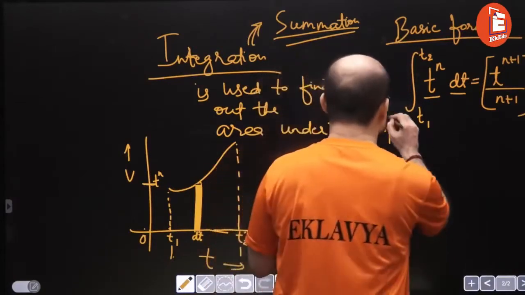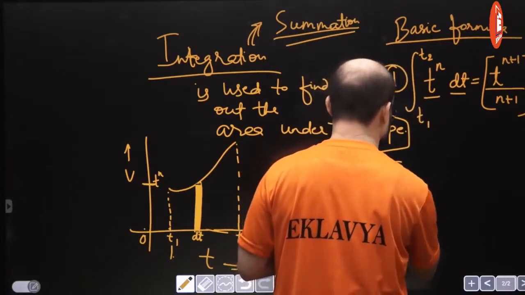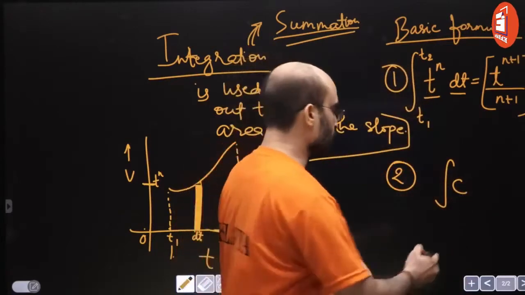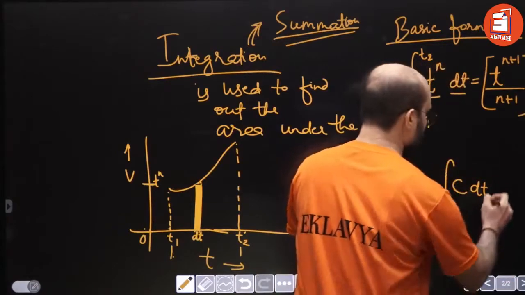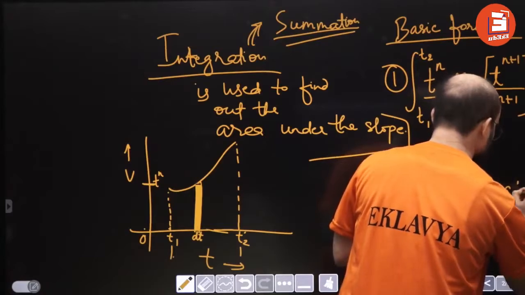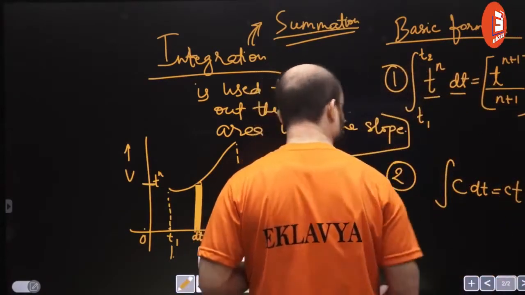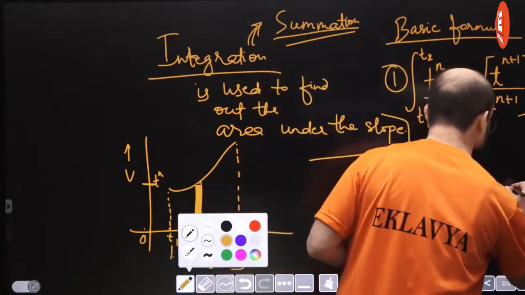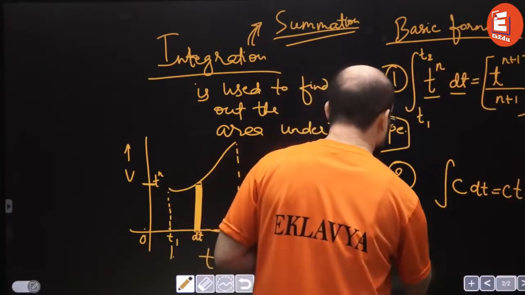Okay, one more thing. This is one formula, this is the second formula. Suppose you have got only a constant into dt. So what will you do? Constant into dt gives c into t. Here c is some constant, c into t, okay.